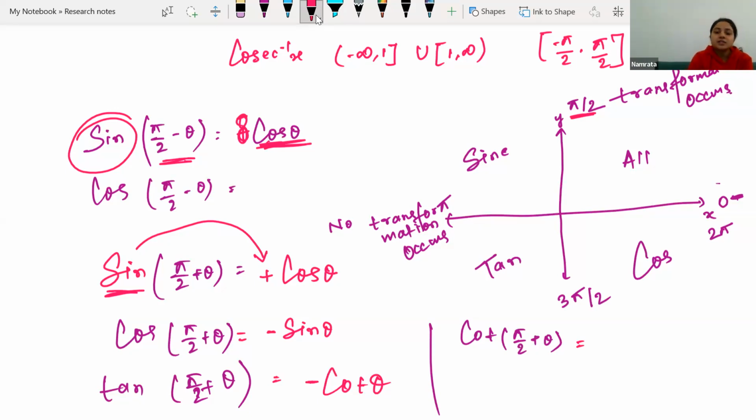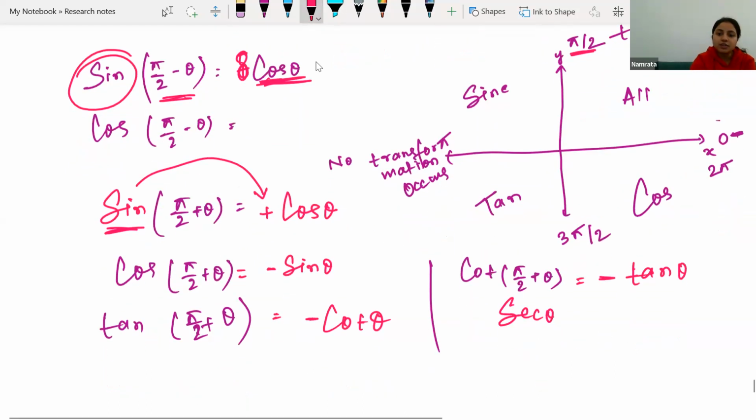Cot pi by 2 plus theta, same way. It comes in the second quadrant, cot will be negative, and transformation occurs at pi by 2, so we can see it will be tan. Now sec and cosec: the same way we have to do for sec and cosec also.